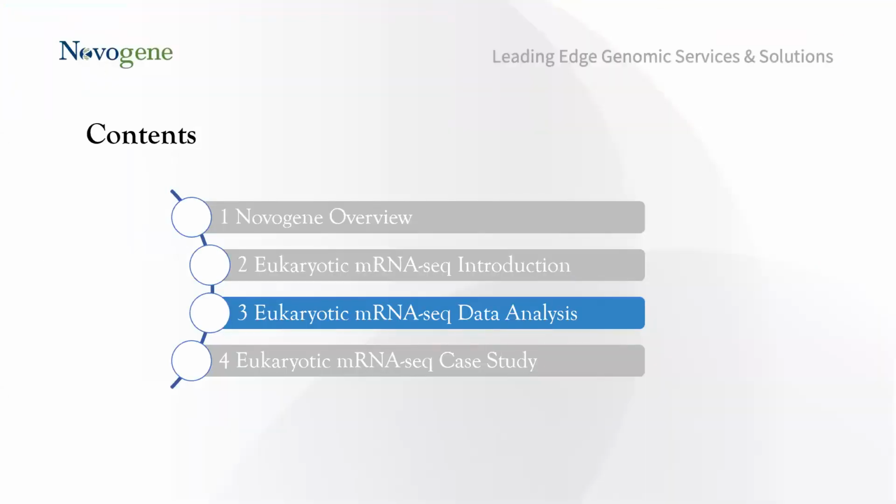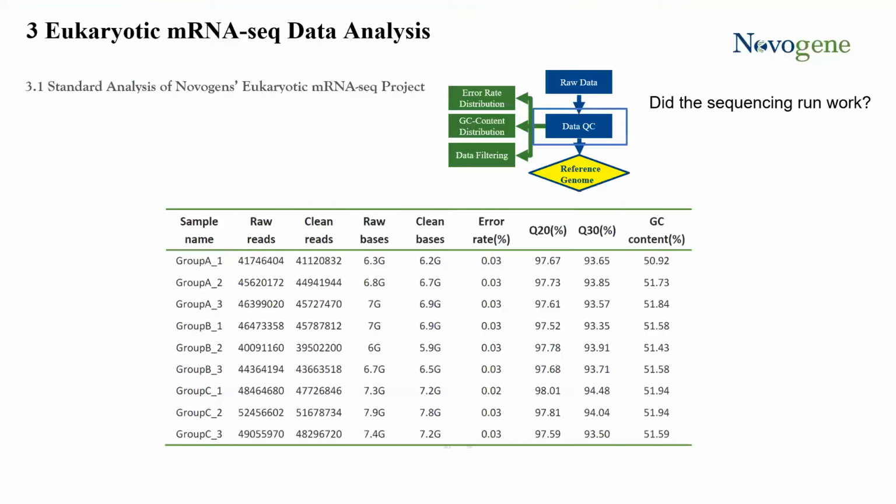So on the third section of the webinar, I will talk to you about the mRNA-Seq data analysis that we offer here at Novogene. As I mentioned previously, we start our BI workflow with our data quality control. We filter our data based on the error rate distribution of the reads, GC content, and also the quality of the reads. Please keep in mind that you can ask us to send you the clean reads.